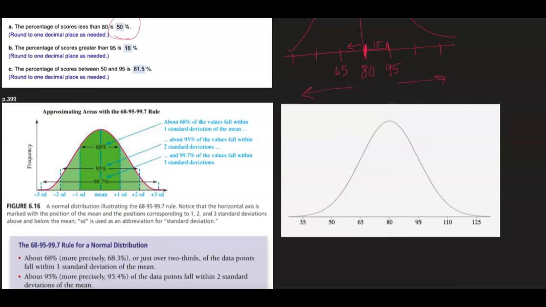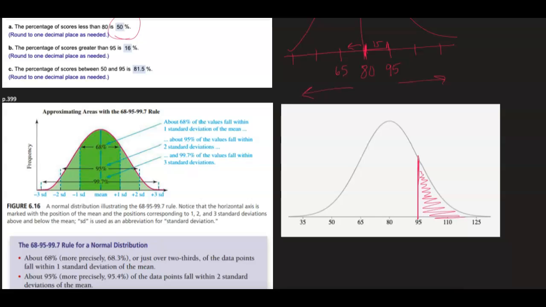All right, and up next, we're asked the percent of scores greater than 95. So you can see why I like this visual here. It gives me a chance to actually see where 95 falls on that curve. And I'm looking for the percent greater than 95. In other words, to the right of that particular value. Just by eyeballing it, I see that it's less than 50%.